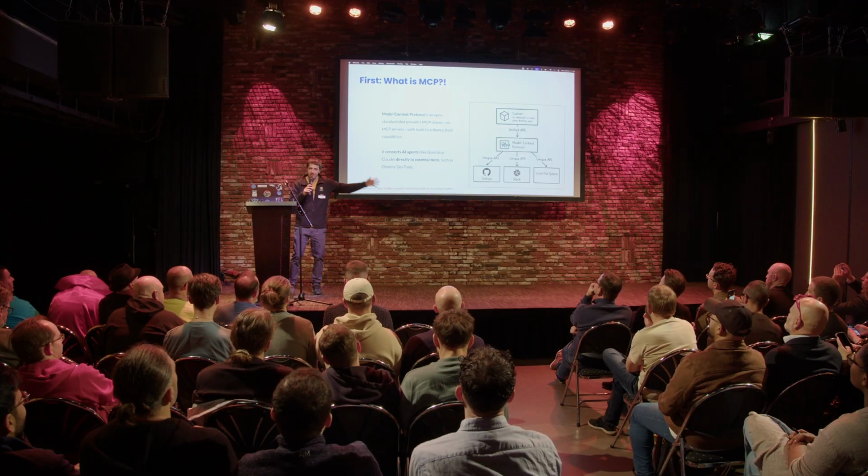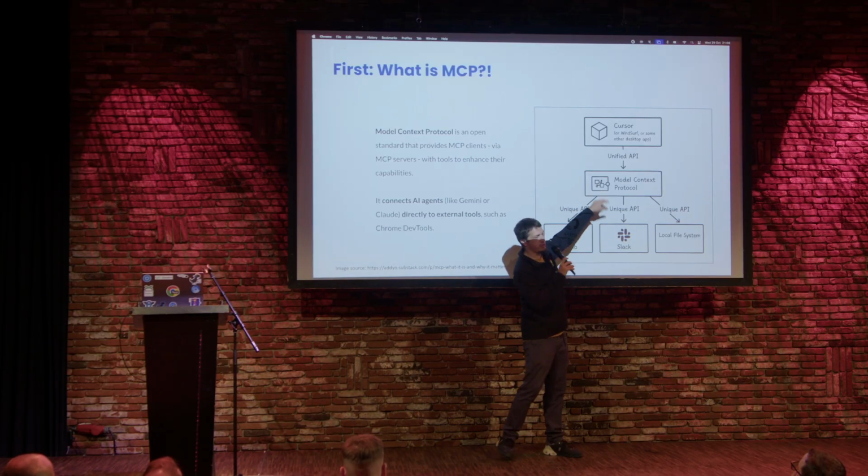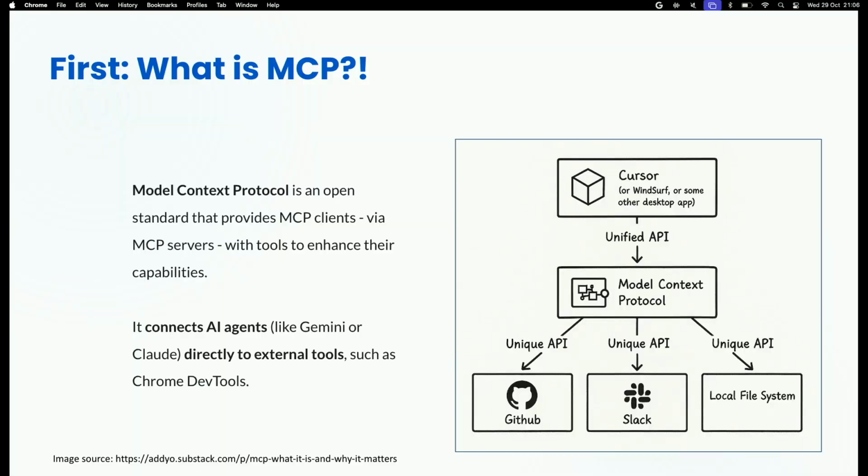MCP stands for Model Context Protocol, as was already alluded to before. It's an open standard that provides MCP clients, and this is important, MCP clients, via MCP servers, with tools to enhance their capabilities. And today we are talking about an MCP server. So essentially, the MCP client gets more powerful by using MCP servers. You can also say it connects AI agents like Gemini CLI or Claude, as on that nice graph chart that you see here, which I have taken from a blog post that goes a lot more into depth on what MCP is made for.